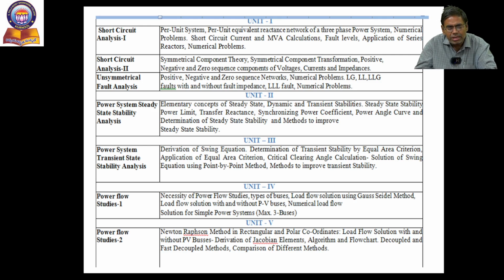In short circuit analysis 1, what is the per unit system? The per unit system can be represented in an equivalent impedance diagram and reactance diagram, with numerical problems on the solution of the single line diagram after drawing the impedance diagram. Then how to calculate the short circuit current, short circuit MVA and fault level. And one more important topic is the application of series reactors to limit the short circuit current.